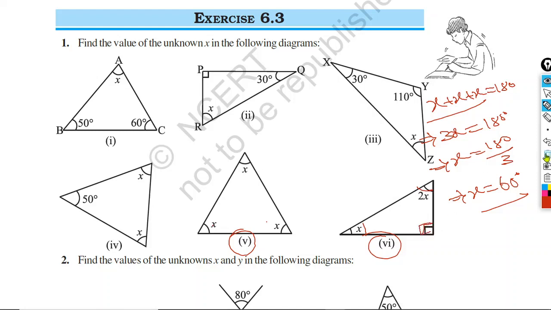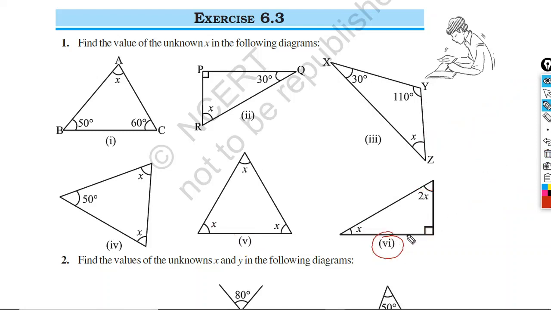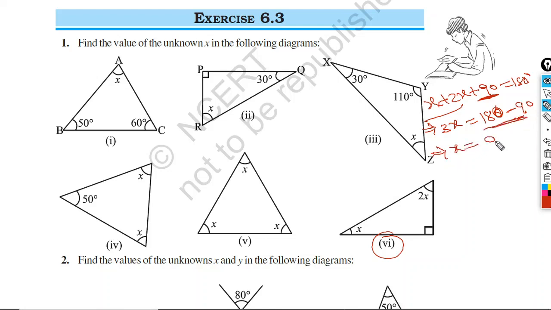Same thing you write, that the sum of the three interior angles is 180, therefore x plus 2x plus 90 is equal to 180, implies x plus 2x is 3x, 3x is equal to, just transpose this 90 to RHS, 180 minus 90 implies 3x is equal to 180 minus 90 is equal to 90. Now divide by 3 on both sides, so now 90 by 3 equal to 30 degrees. So x equal to 30.